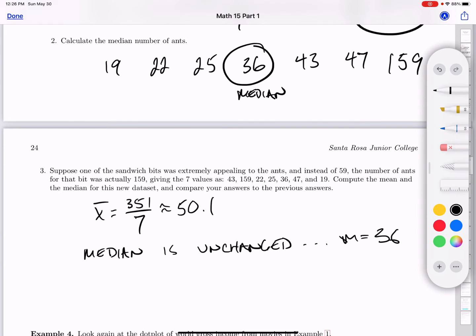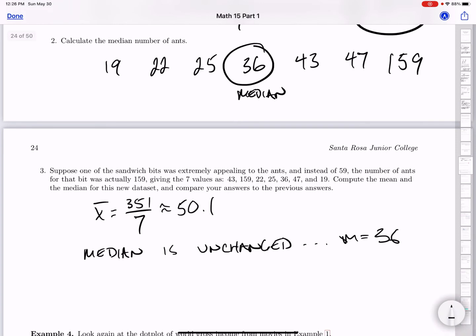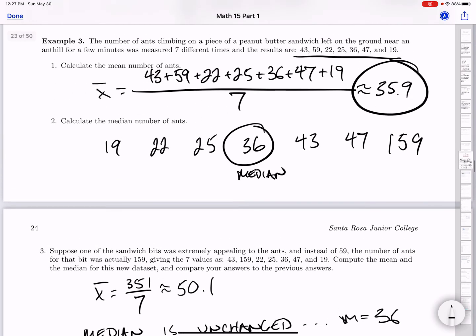And so we kind of have a decision to make if we're just going to report one of these numbers. Which one of these numbers seems to be a better description of the typical number of ants that you find on the sandwich? I would say that 36 is a better measurement of that. Why is that? Well, if you try to say 50 is typical, 50 is actually larger than every single value except the very biggest one. So it's hard to really use that as a typical number.